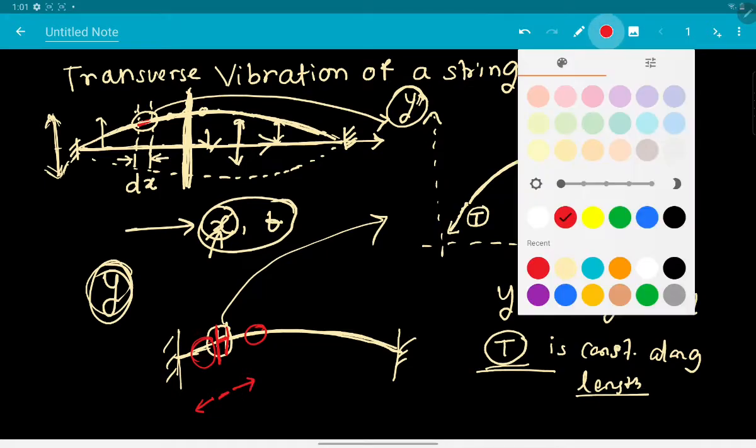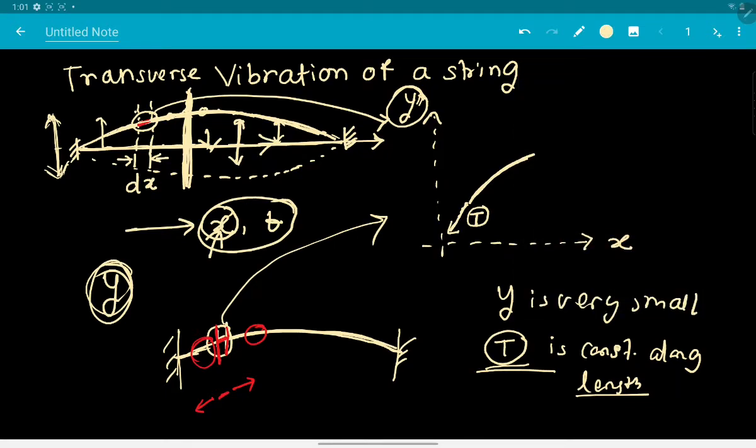One force component I have drawn over here is this T, and I'll be drawing a similar component over here, which will again be T. We are assuming that the value of this T is not changing. It remains constant throughout the x direction. However, what is changing is this theta. As you move along the x direction, what is changing is theta.